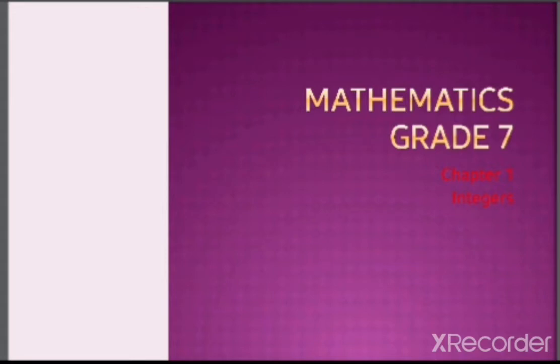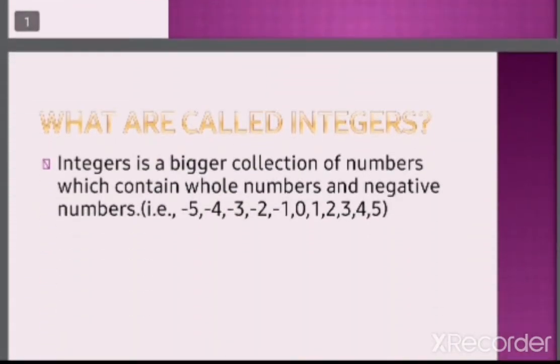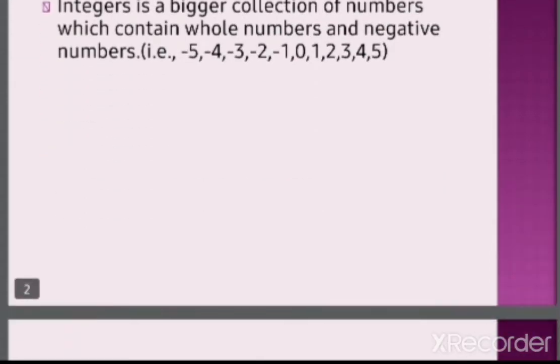Now we are going to our first topic, Chapter 1, integers. So what are called integers? Integers are a bigger collection of numbers which contain whole numbers and negative numbers. You are seeing an example, isn't it? 5, minus 5, minus 4, minus 2. It has positive integers as well as negative integers and also 0. So integers are a bigger collection of numbers which contain whole numbers and negative numbers.